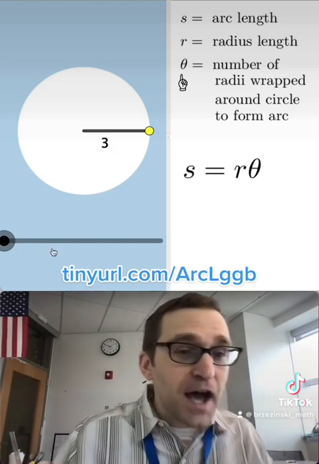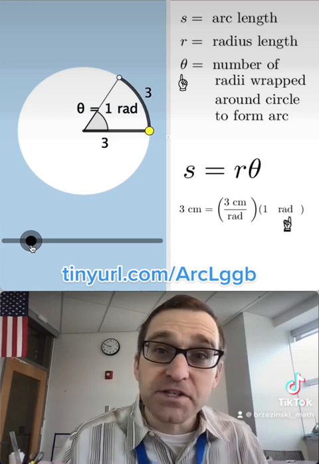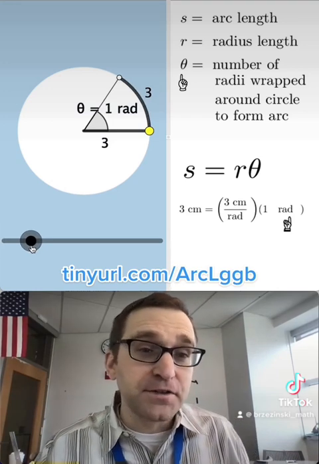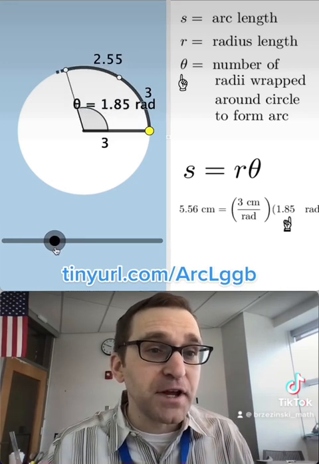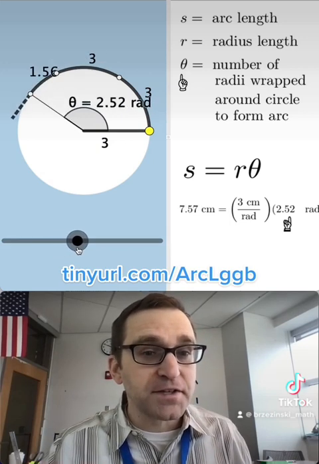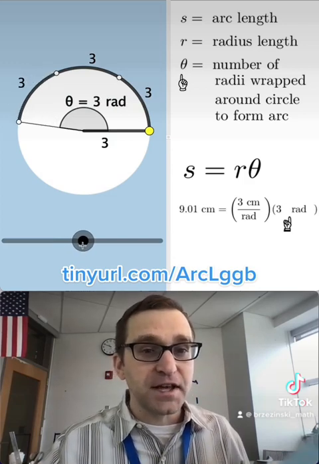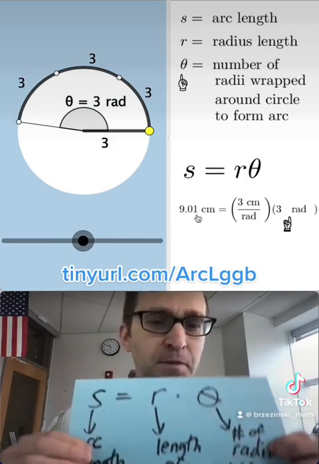Check it out. I'm going to wrap radiuses around the circle. See how I have one radius wrapped around the circle? That arc length is 3. When I wrap around 2 radiuses around the circle, I have an arc length of roughly 6, and so on and so forth, right? So right here I have 3 radiuses. I know the math is off just slightly, but look here, right?